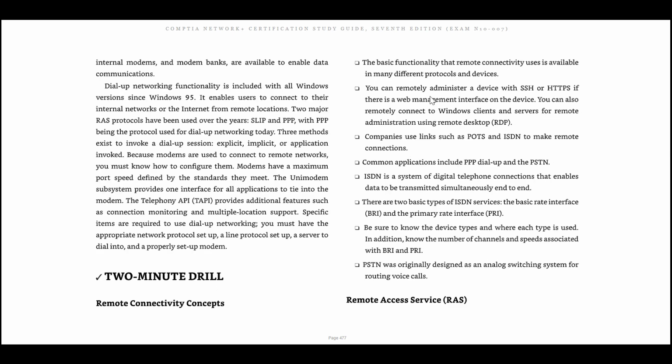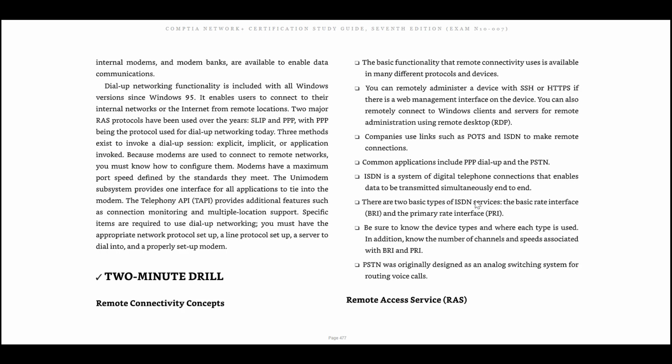All right, so the basic functionality that remote connectivity uses is available in many different protocols and devices. You can remotely administer a device with SSH or HTTPS. If there's a web management interface on the device, you can also remotely connect to Windows clients and servers for remote administration using remote desktop. Companies use links like POTS and ISDN to make remote connections. Common applications include your PPP dial-up and PSTN. ISDN is a system of digital telephone connections that enables data to be transmitted simultaneously end-to-end.